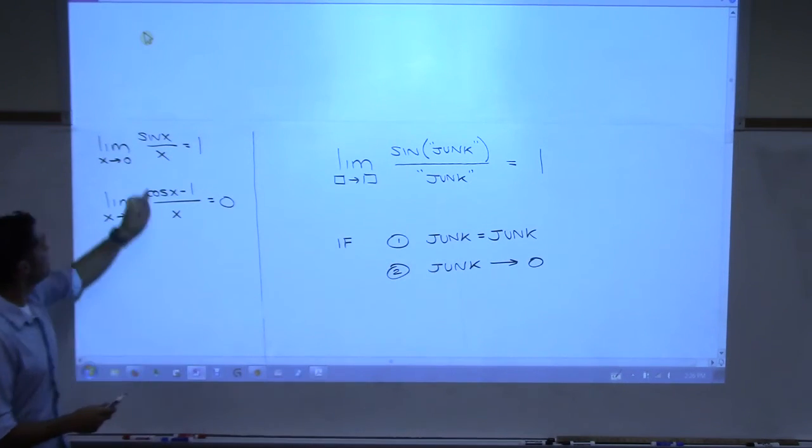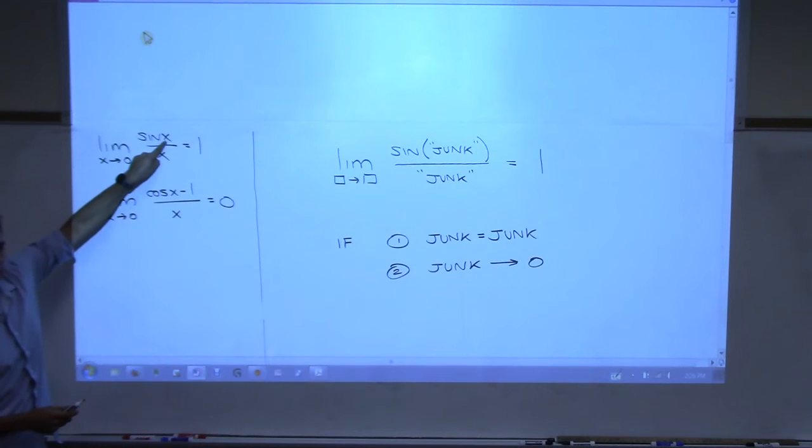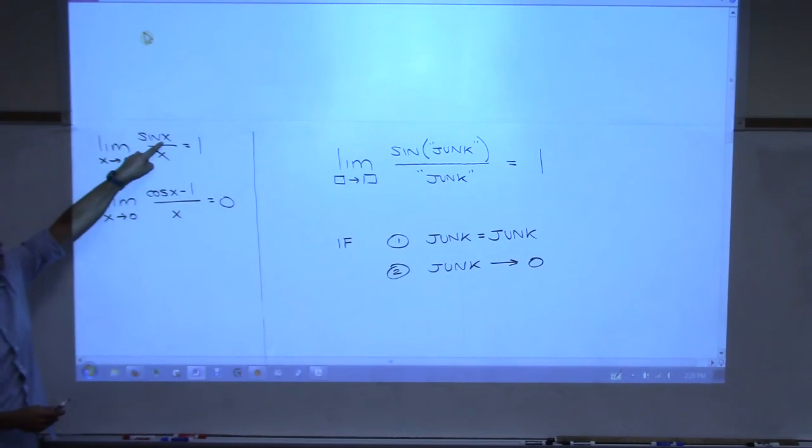Doesn't matter what it is. So you see this? These two match, right? Let x go to 0. Did that just go to 0? Did that just go to 0? The answer is 1. Now let me show you a couple of other illustrations of this.